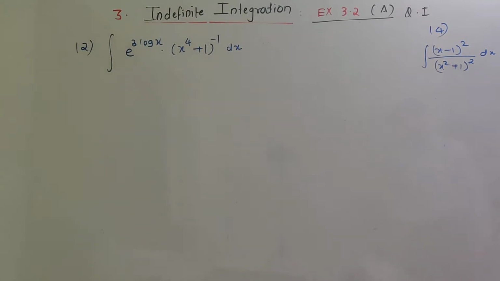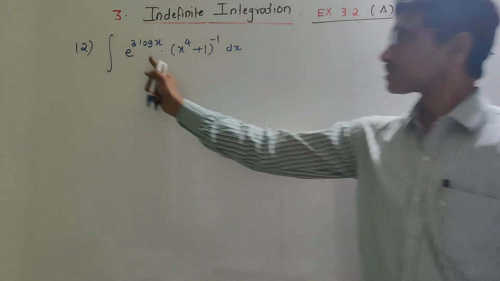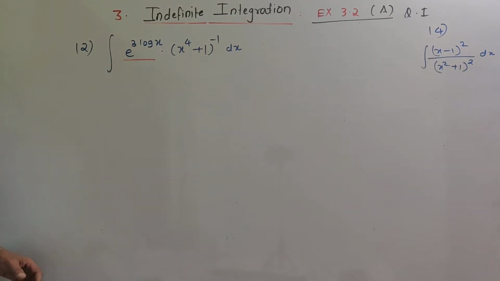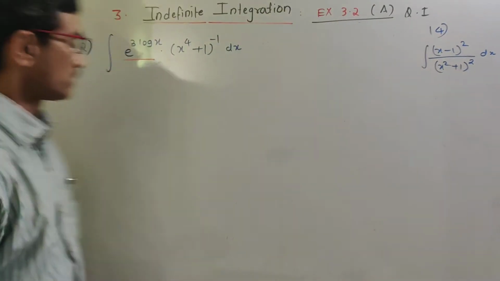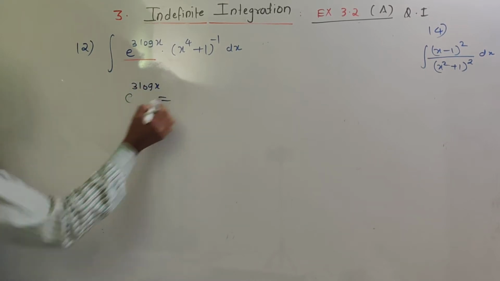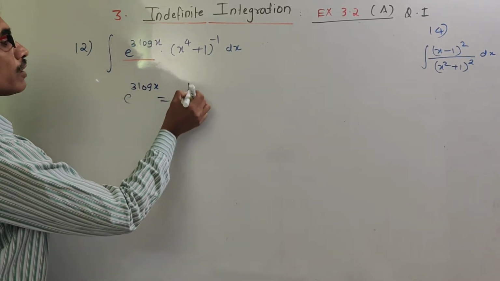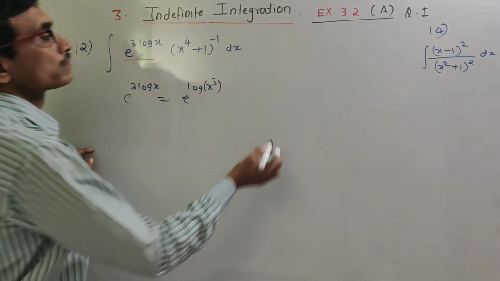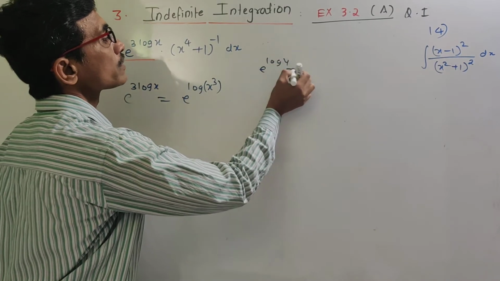Question number 12. In question number 12, e raised to power 3 log x upon x to the power 4 plus 1 raised to power minus 1. How do we simplify this? E raised to power 3 log x, so this we simplify first. E raised to power log of 3 log x will be log x cube, and e raised to power log y is equal to y.